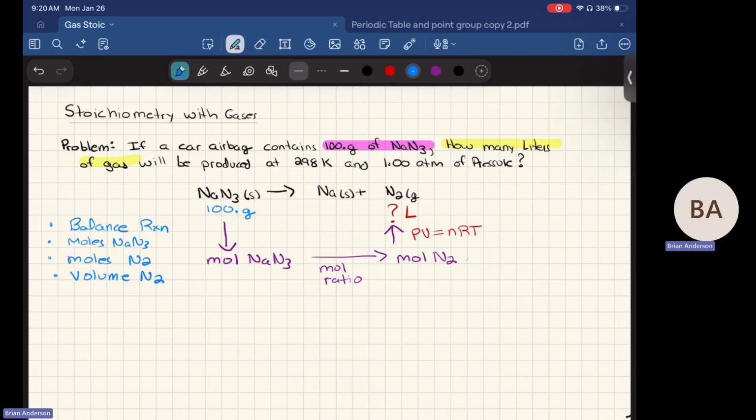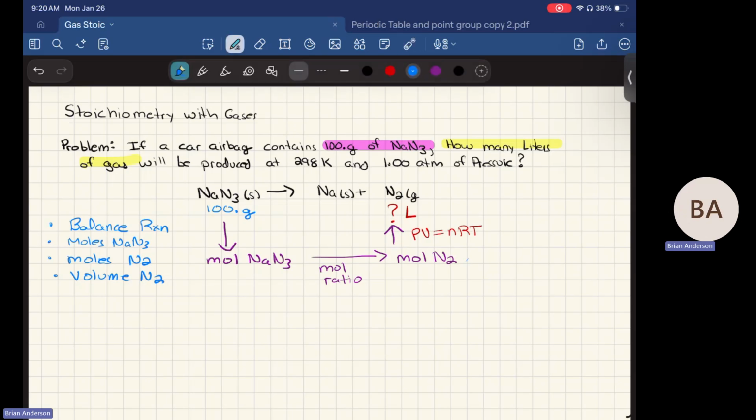Again, the first step is to balance, so let's go ahead and do that. We have our chemical equation. We can look at this and say it is currently not balanced. We can see there are 3 nitrogens on this side and 2 nitrogens on this side, and so we know we're going to have to balance these.